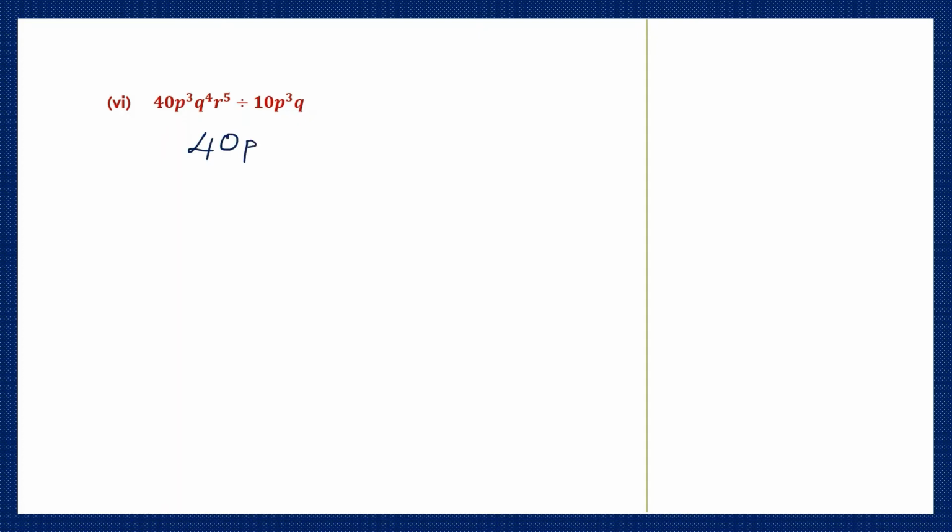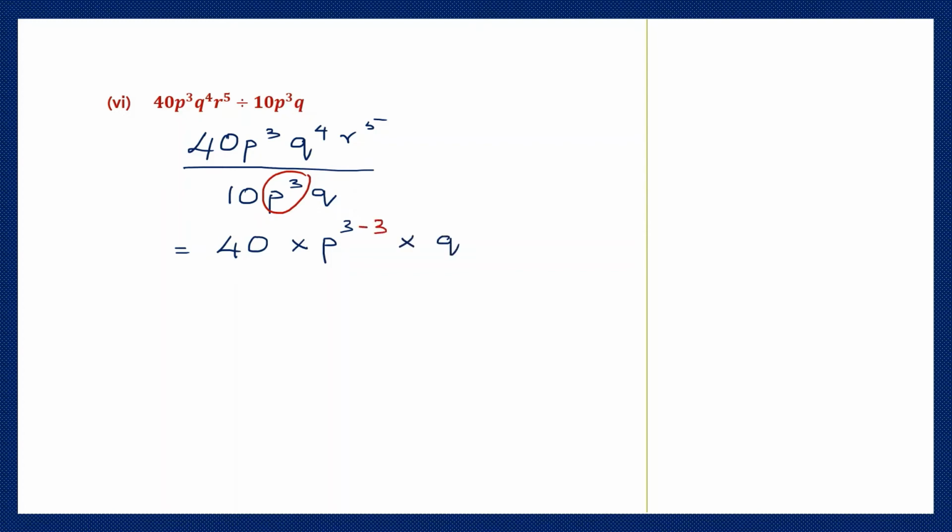40 p to the power of 3, q to the power of 4 and r to the power of 5 divided by 10 p to the power of 3 and q. So let's write that 40 into p to the power of 3 minus this p. So that is minus 3 into q to the power of 4 minus, now this is 1, so minus 1 into r to the power of 5.